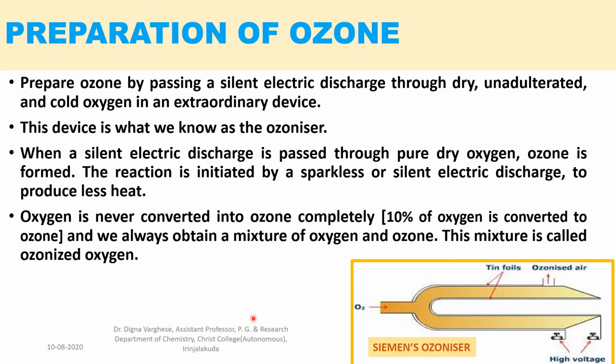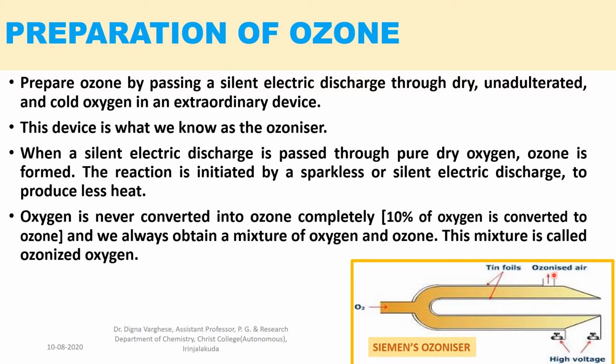Oxygen is never converted into ozone completely. Only 10% of oxygen is converted to ozone, and we always obtain a mixture of oxygen and ozone. This mixture is called ozonized oxygen.